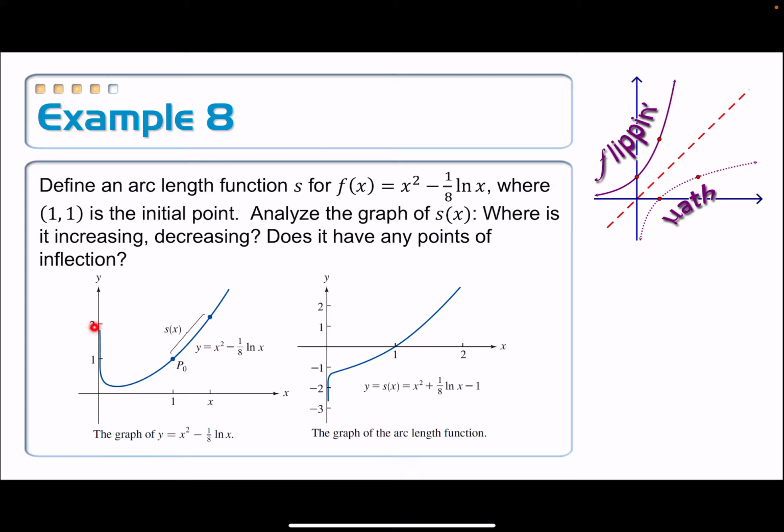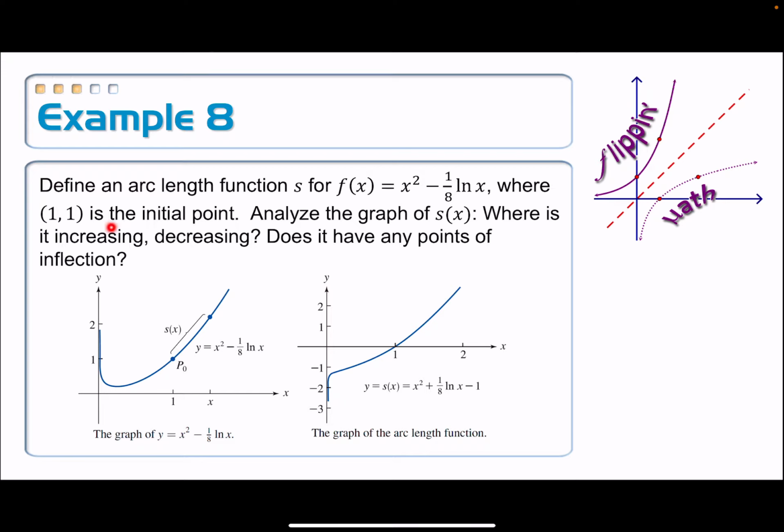So here is the original function, but from 1 and on, we're defining this arc length function. We can go to the left, and when we do, that means our arc length is going to be negative, because I'm taking away some distance, which is why we have this portion that's down here. Now, it says, where is it increasing? I can see from the graph that it's always going upward, so it's always increasing. But I'm going to show that with calculus.